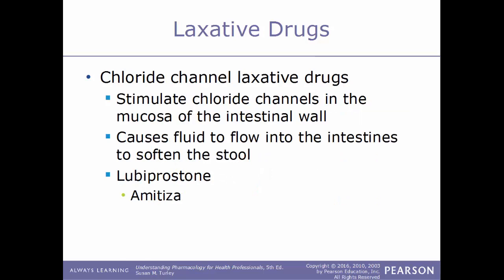So another kind of laxative drugs, chloride channel laxatives. These will help stimulate chloride channels in the mucosa of the intestinal wall. And by stimulating these channels, this causes fluid to flow into the intestine to help soften the stool. An example of this kind of drug would be lubiprostone, and this is sold under the trade name of Amitiza.